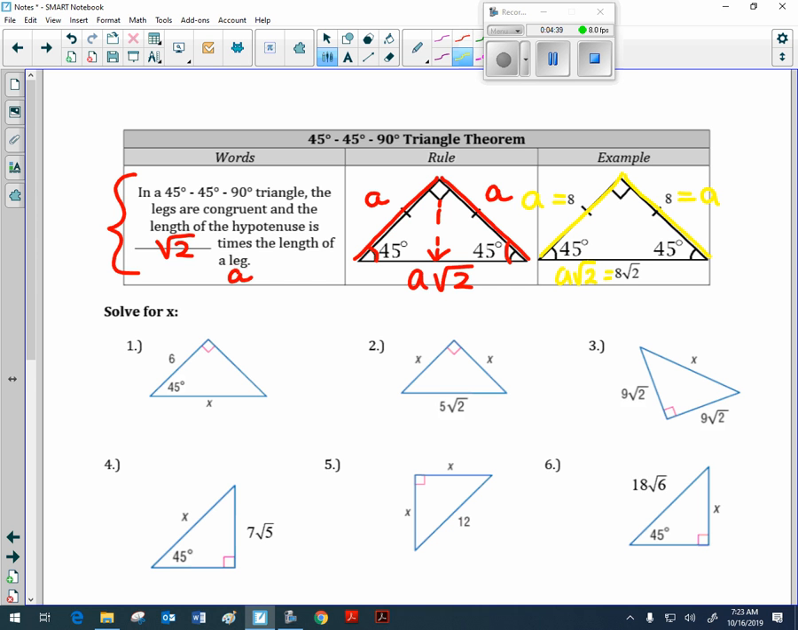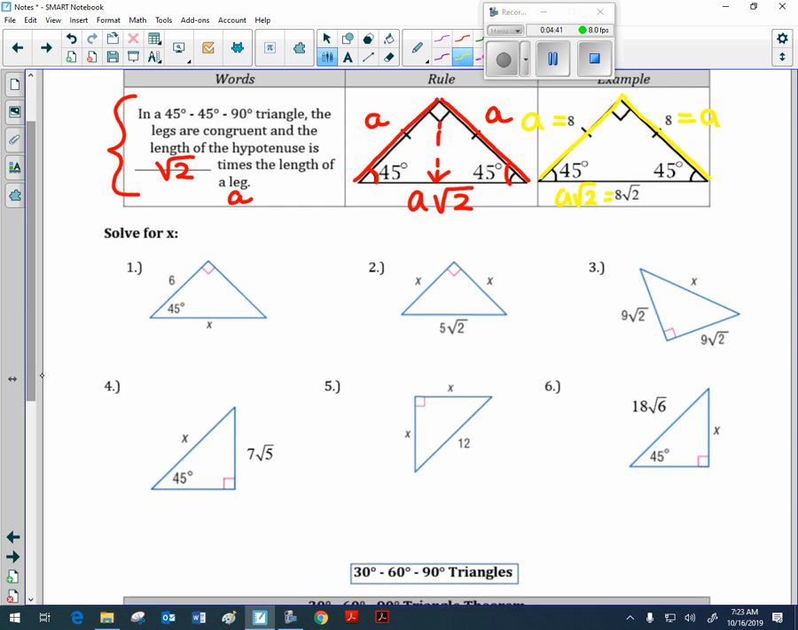You just have to pay attention to whether you're working with the legs or the hypotenuse. So in question number 1, I have a 45, 90, 45. There was a missing angle, but we know we can add them up to 180 and find out that the missing angle is 45.